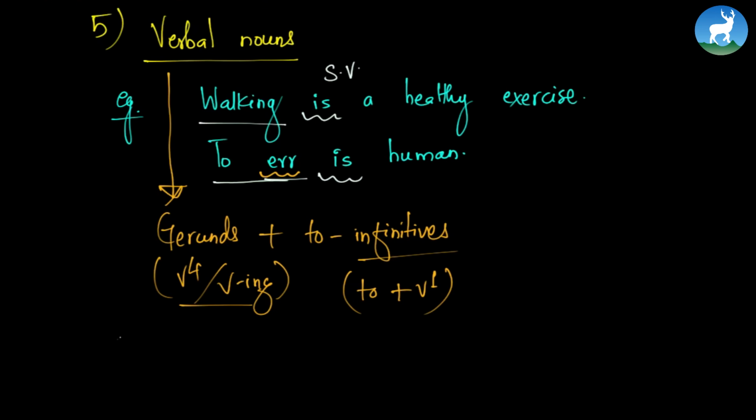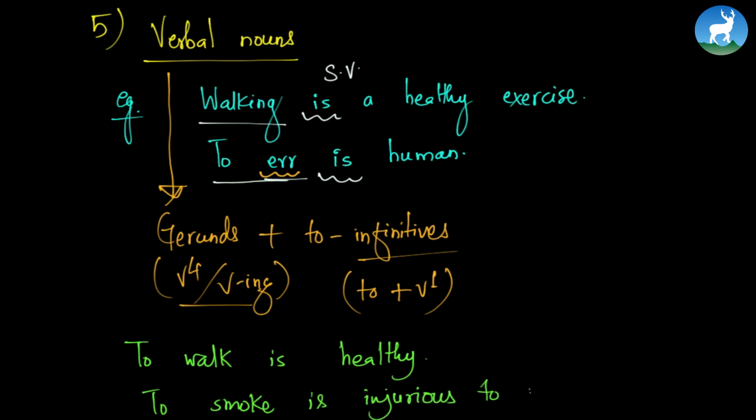Some more examples could be to walk is healthy, right? To smoke is injurious to your health. So these are other two examples. To walk is a verbal noun, to smoke is a verbal noun, and it is always followed by a singular verb.